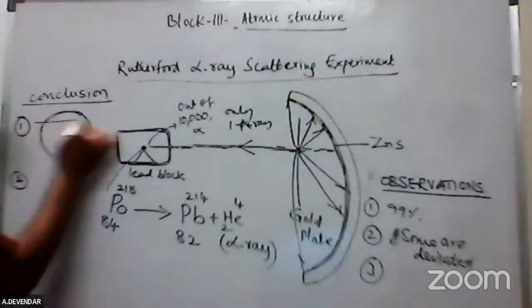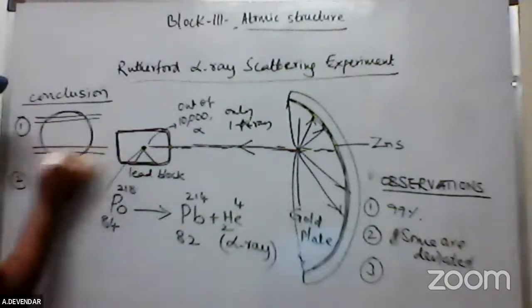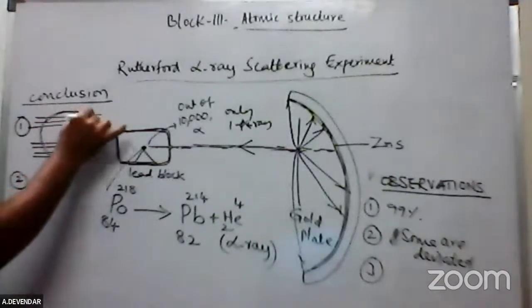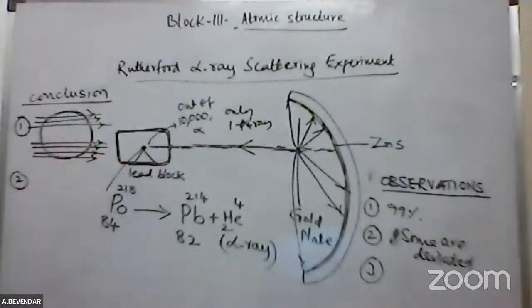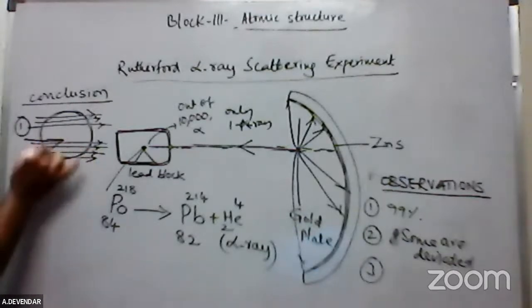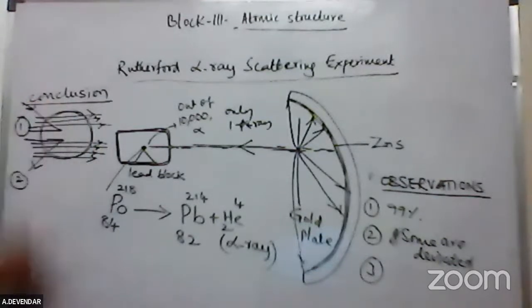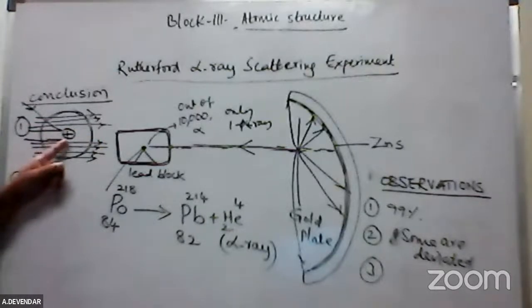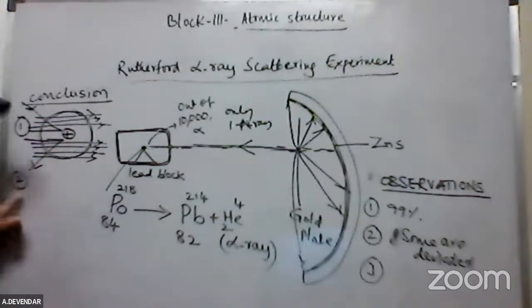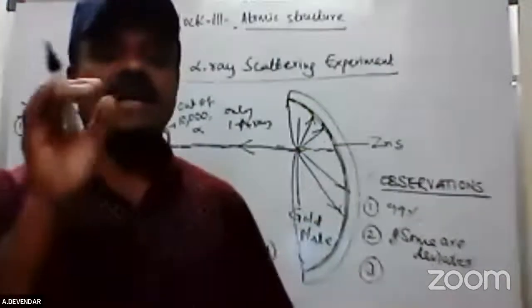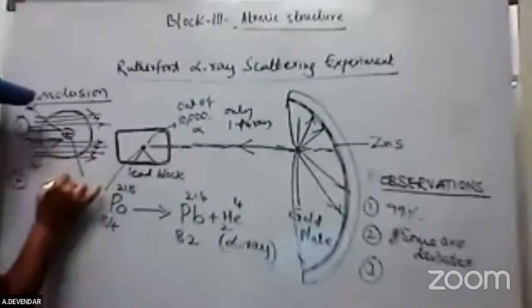Due to the empty space, the alpha particles are not deviated. They go outside, passing through the gold plate, 99% of them. But for the second observation, some are deviated. Why does the deviation occur? Because at the center, the positive charge, the protons, and the mass of the atom are concentrated. This center is called the nucleus.